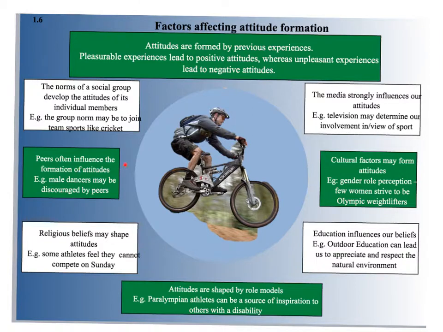Again, peers often influence the formation of attitudes, so male dancers may be discouraged by their peers. It's a good example. If you are male and want to get into dancing, potentially your peers will discourage you away from that, and that will be forming your attitude, saying that dance is for girls. Religious beliefs may shape your attitude. Some athletes feel they cannot compete on a Sunday. So maybe that is out of their control. The religious belief that you may have would form your attitude to a sport.